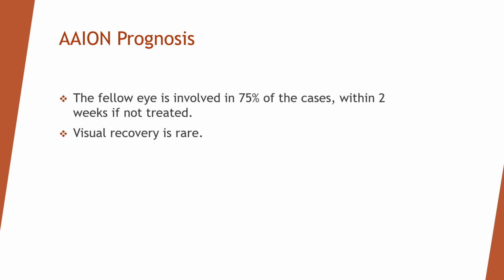Unfortunately, AAION has quite a bad prognosis. The visual recovery is rare, and the treatment will hopefully prevent the progression of the visual impairment. And the fellow eye is also involved in 75%, or 3/4, of the cases, and if not treated, as quick as within 2 weeks.